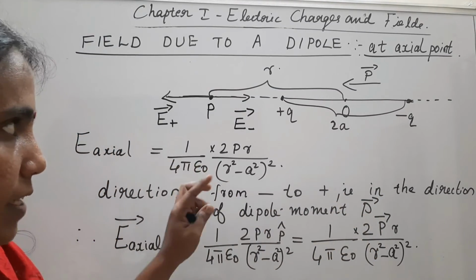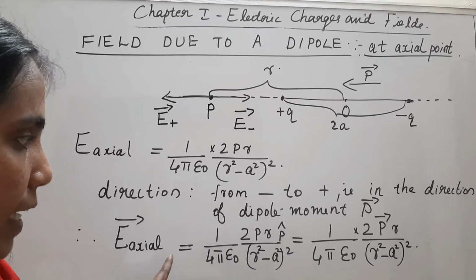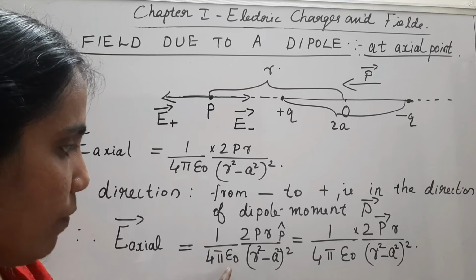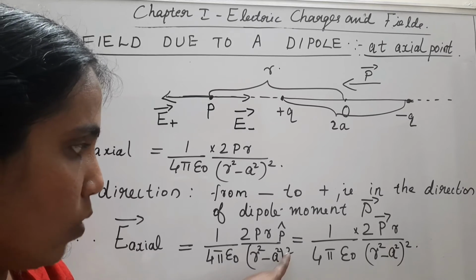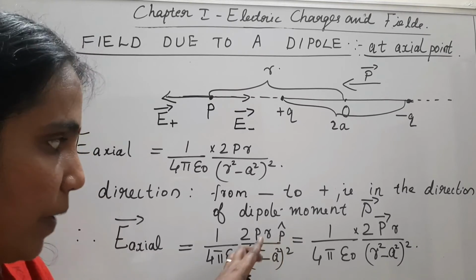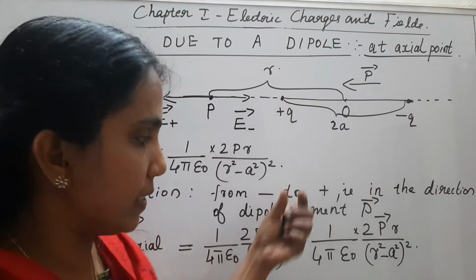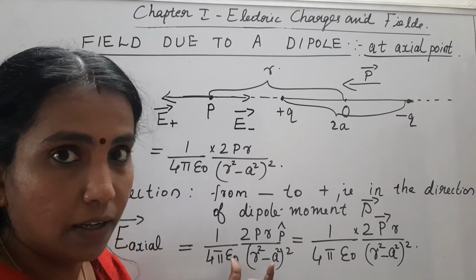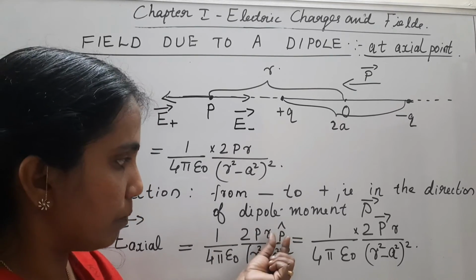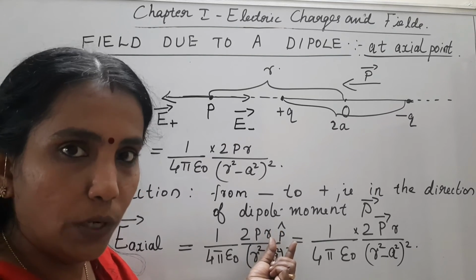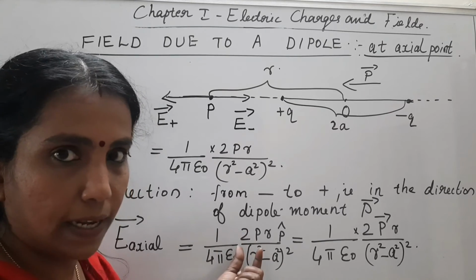So incorporating this direction, the vector expression for axial field becomes E axial is equal to 1 by 4 pi epsilon 0 into 2pr by (r square minus a square) whole square into p cap, where p cap is a unit vector in the direction of dipole moment. This is how we write a vector relation: magnitude into unit vector. So p cap stands for the unit vector. This is the vector expression for axial field.